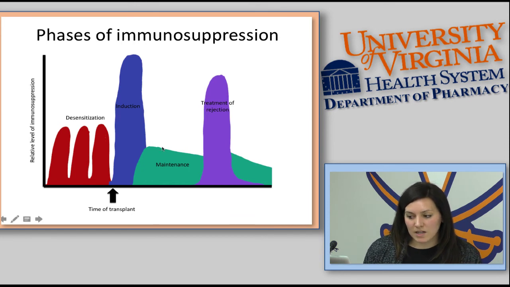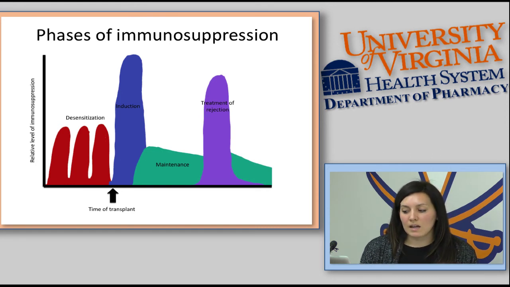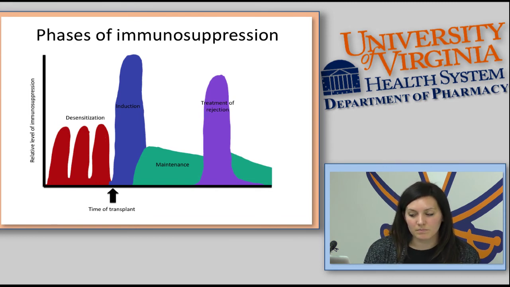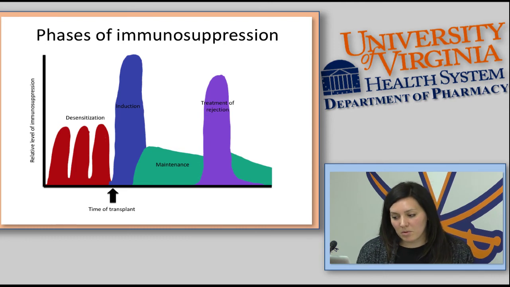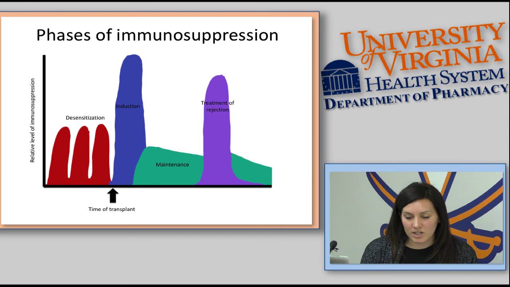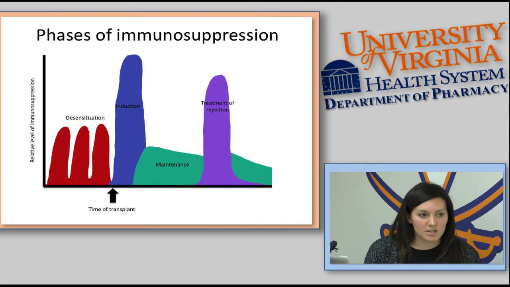The next phase is the maintenance phase. After the induction period, we decrease the amount of immunosuppression that we're administering to our patients, and we maintain a moderate level of immune suppression, enough to protect the organ while not being so much that the recipient is having frequent infections or other complications from the immunosuppression. And then the purple peak is a treatment of rejection. Not every patient experiences rejection of the organ, but those who do will have another burst of immunosuppression to protect the organ and then return to maintenance immunosuppression.